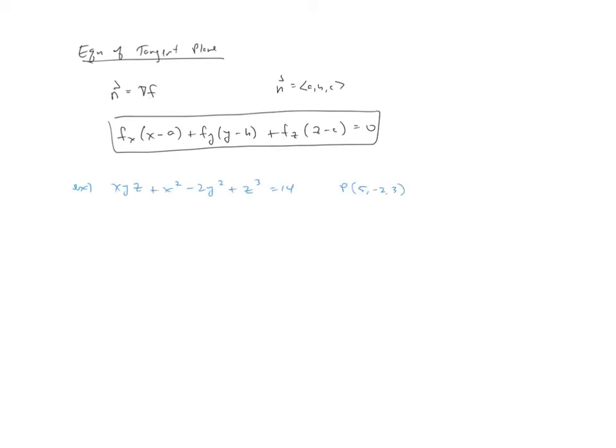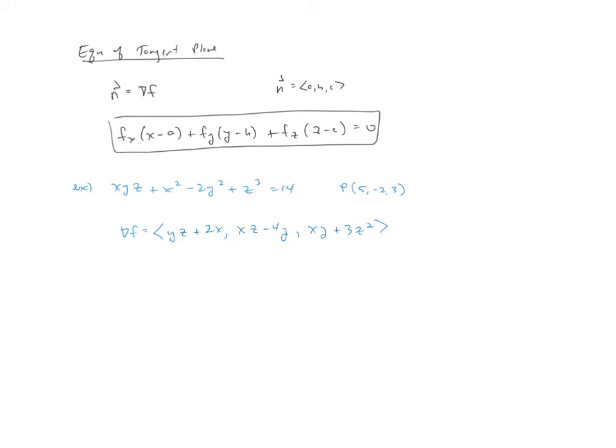All right, so we'll take a look at this example that's up on the screen now. We're going to find the equation of the tangent plane to the surface at this point. So really the only thing that we're going to need to worry about to start is that gradient of f. So the components here would be f sub x, f sub y, f sub z. So to get started, the f sub x would be yz plus 2x. The f sub y would be xz minus 4y, and the partial of f with respect to z would be xy plus 3z squared.